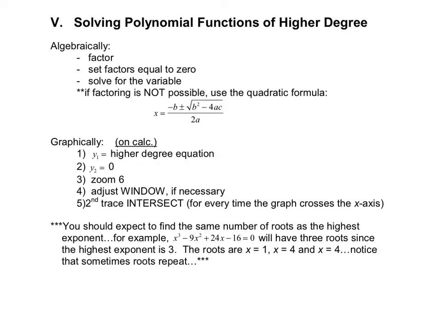So going down here to where all the little stars are, it says you should expect to find the same number of roots as the highest exponent. So for example, x cubed means that we should have 3 roots since the highest exponent is 3. And sometimes the roots will come out to be doubled, and that's okay. You're going to have to notice that sometimes the roots do repeat. All right, with that being said, let's go on to our first example.